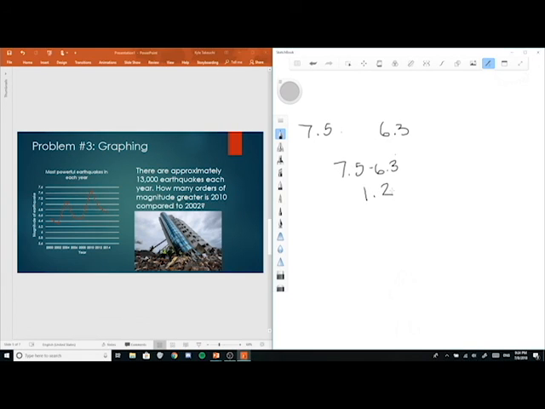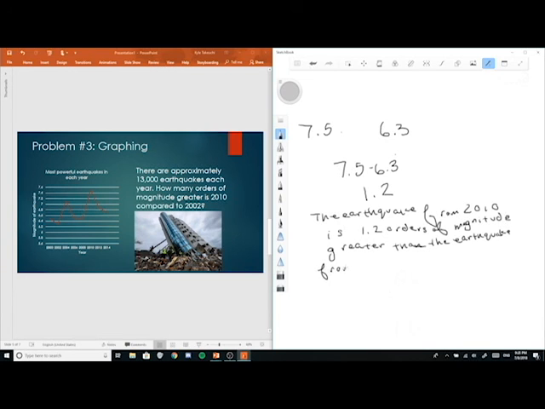So the way you answer this question would be: the earthquake from 2010 is 1.2 orders of magnitude greater than the earthquake from 2002.